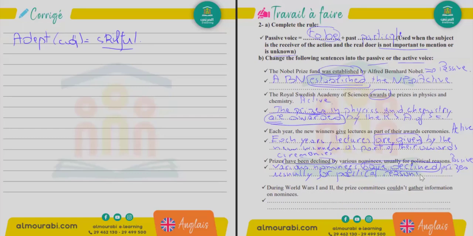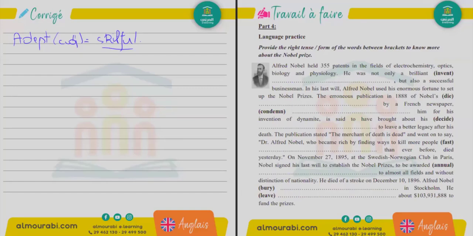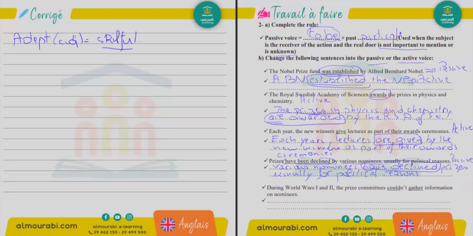That's good. And I think this is the last one. During World Wars I and II, the prize committees couldn't gather information on nominees. This is an active sentence. I would put Raslan, go ahead. During World Wars One and Two, information on nominees couldn't be gathered by the prize committees.